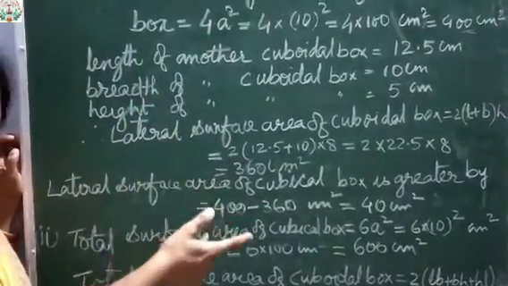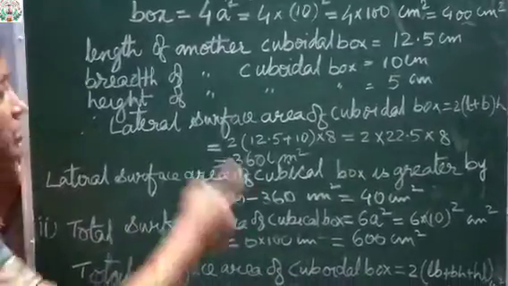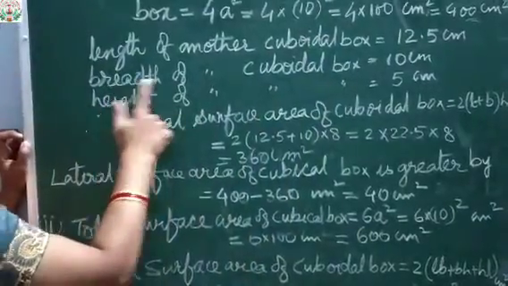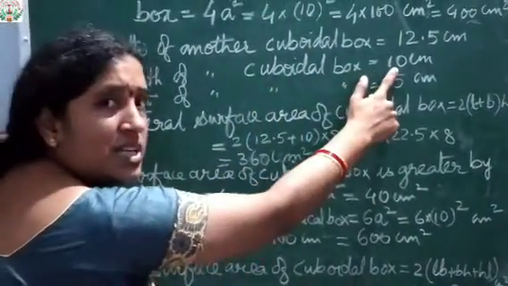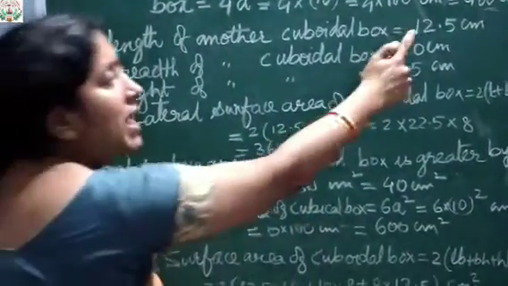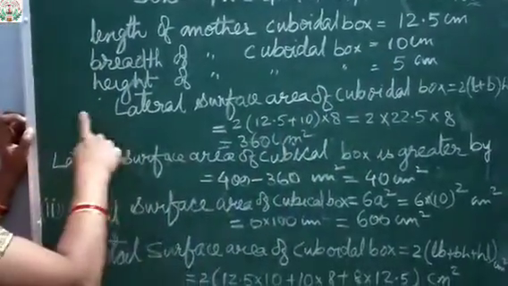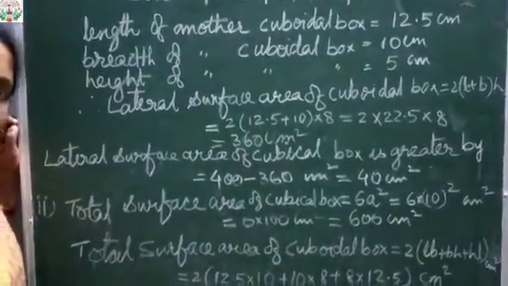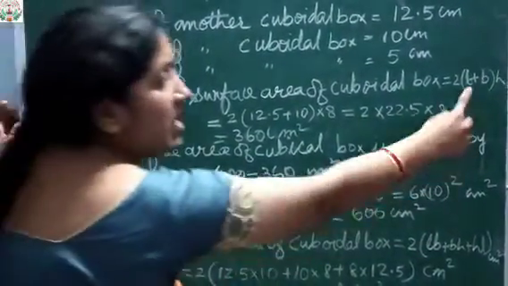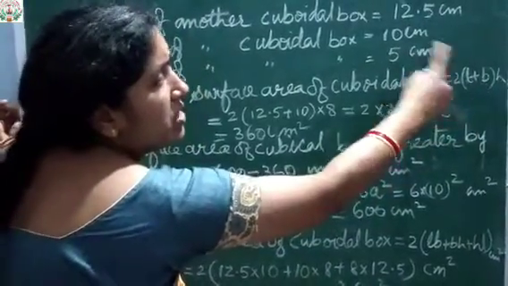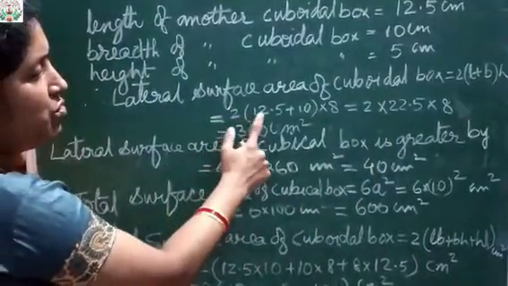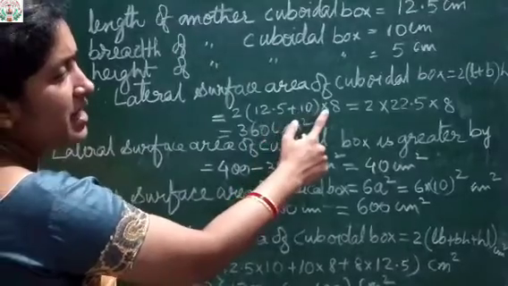Now we will find the lateral surface area of the cuboidal box. So length of the other cuboidal box is how much? 12.5. Same way, breadth of the cuboidal box is 10 cm and height of the cuboidal box is 5 cm. Now L is given, B is given, H is given. Can we find the lateral surface area of the cuboidal box? The formula is 2 into (L plus B) into H. Now L, B and H are known to us. Just put the values and get the answer. That is 2 into (12.5 plus 10) into 8.